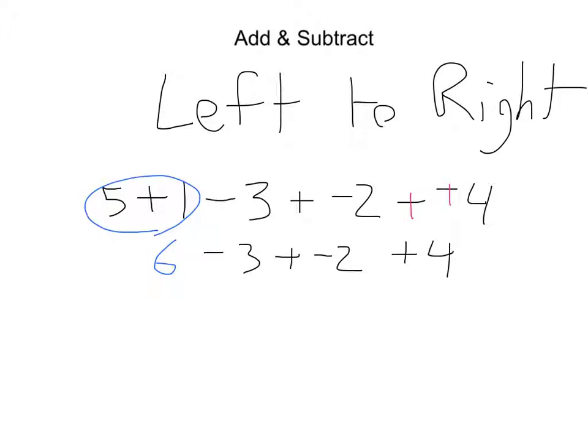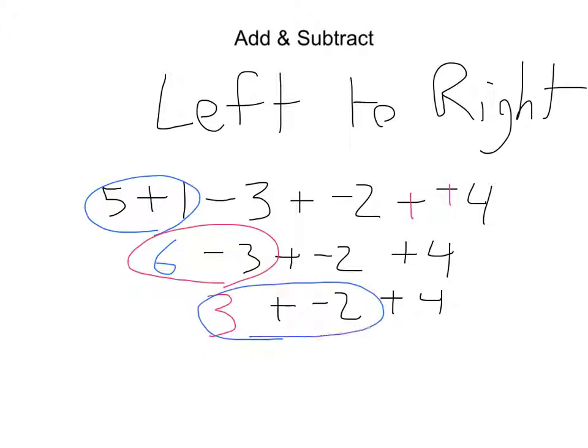Then we can say, 6 minus 3 is 3 plus negative 2 plus 4. And then 3 plus negative 2, which is really 3 minus 2, is 1. And then 1 plus 4, and finally we get 5. And you won't get into any trouble if you go left to right, just doing the first step and then following that through. There are some easier steps, and I'll show you on the next slide how I like to do addition and subtraction, which I find a little bit easier.